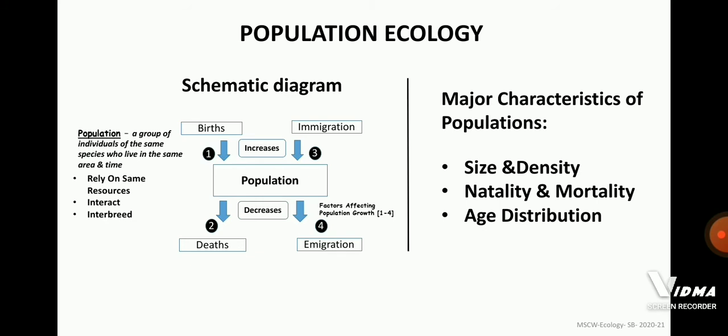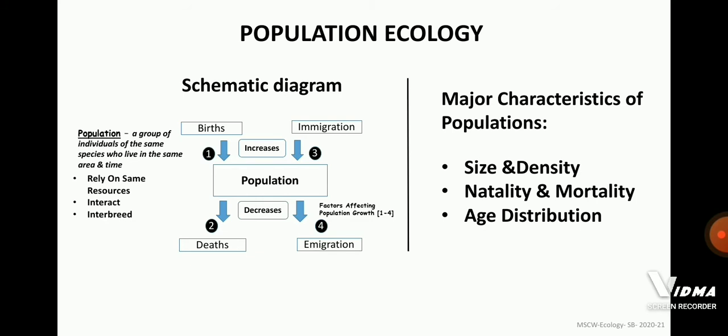occur. In the first slide here, I have given the schematic diagram representing the growth of population where certain characteristic features, which are also called factors, such as birth, immigration, death as well as emigration, affect the size or density or growth of a population. Here the meaning of population is mentioned: a group of individuals of the same species who live in the same area and time. The individuals of the population rely on the same resources and they interact among themselves as well as interbreed.